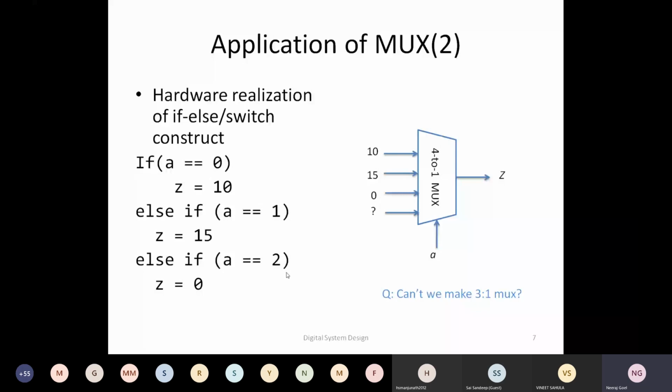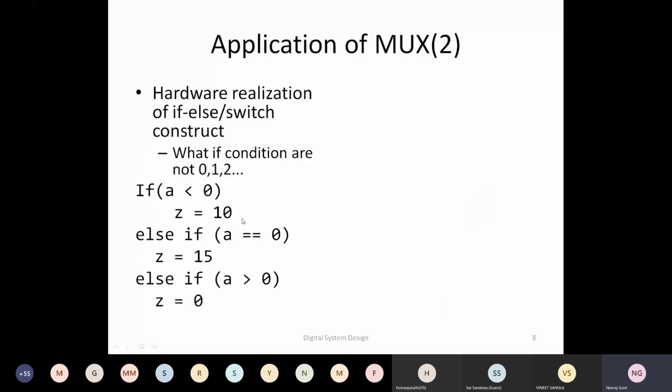Let's say the example doesn't involve A equal to 0, 1, and 2. I'm creating the same example here: if A is less than 0, then Z equals 10. If A is equal to 0, then Z equals 15. If A is more than 0, then Z equals 0. So here, can we use that? It could be used, but the design of the multiplexer would change slightly.